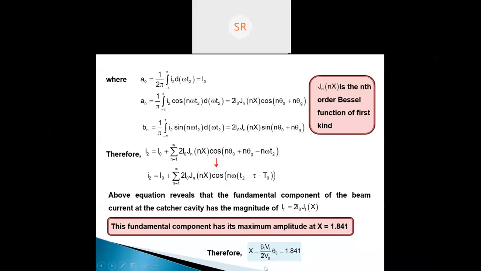So the bunching parameter x is equal to beta p1 by twice of p0 into theta 0, which is equal to 1.814 here. When x is equal to this, we need to solve this Fourier expression. I2 is equal to twice of I0 j1 of x, where n is equal to 1, 2, 3, 4, and we get j1 of x at a maximum. So j1 of x is at the value x equal to 1.814.